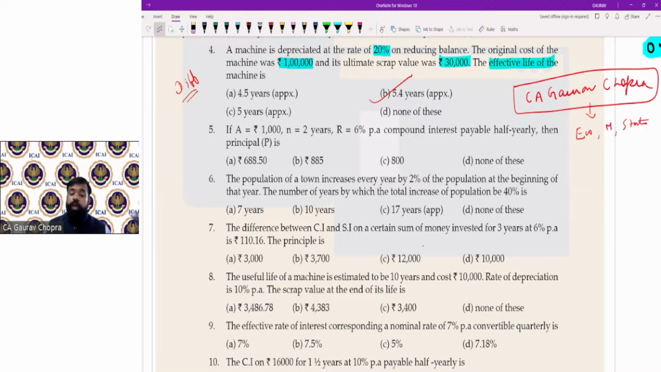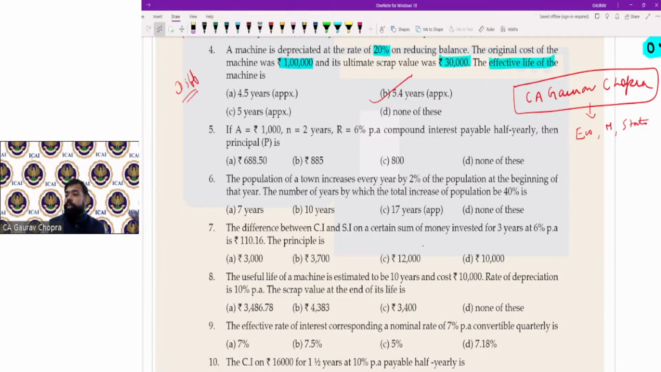Amount is given, that is 1000. Time is 2 years. Rate is 6%, and compounding is done on half-yearly basis. Find the principal. So principal you have to calculate. So try everybody. Principal you have to compute. Apply the same formula which we have done.